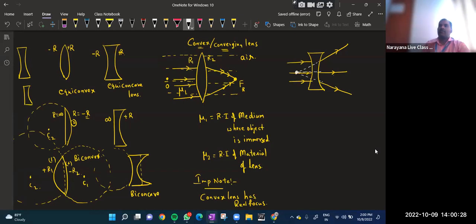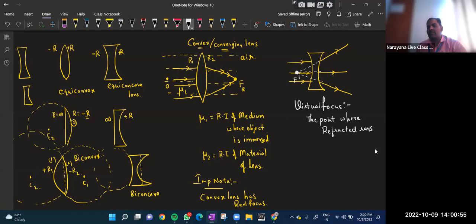Apparently means what? Not meeting really. So that apparent point is called what here? Virtual focus. Understood? Virtual focus means the point where refracted rays apparently meet is called what here? Which focus? Virtual focus. Now tell me, concave lens, does it have any real focus? No. Kindly respond. Do they have any real focus?